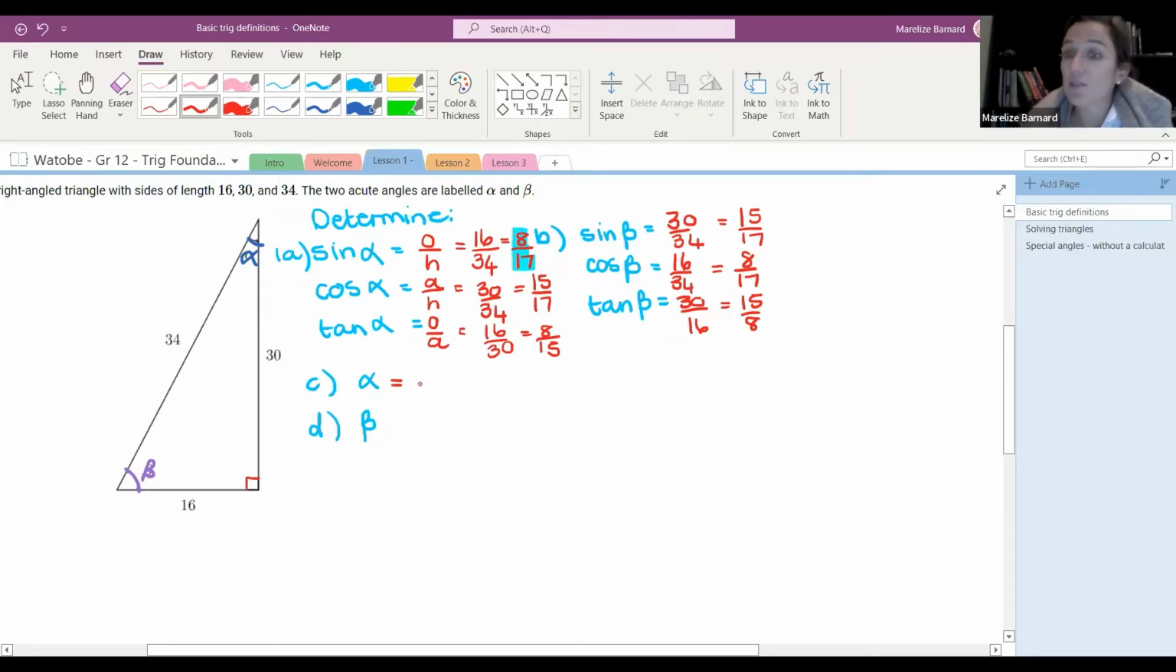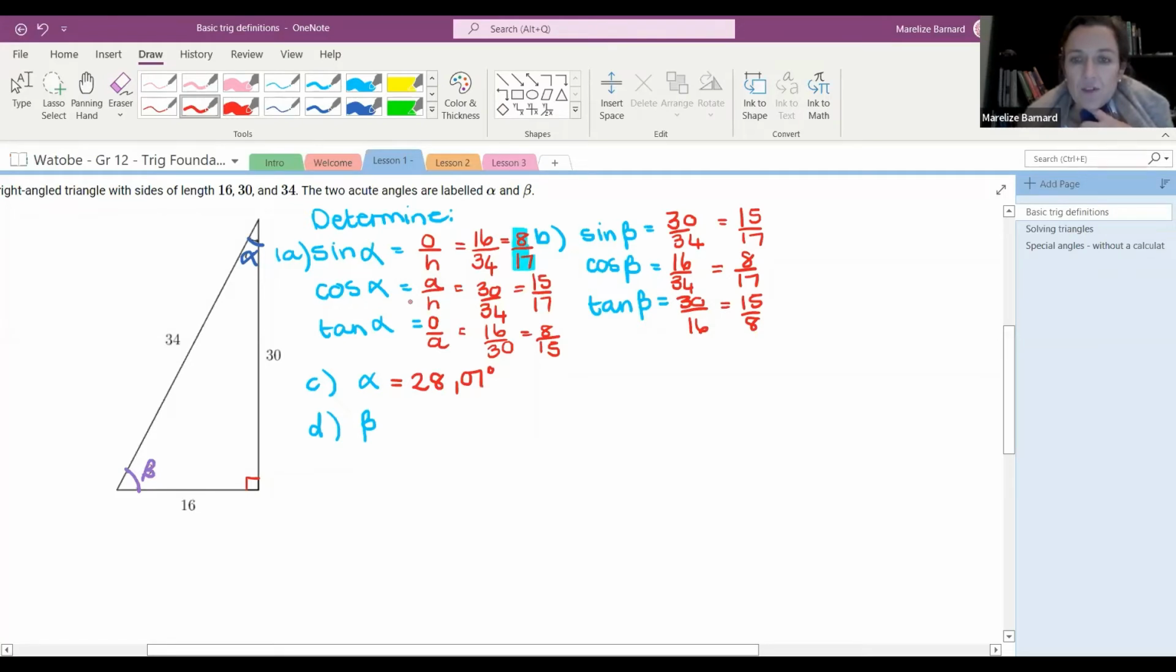Wonderful. And that you do on your calculator. Okay. To find the angle, we can use either one of these. There are 3 options for us to use to work out alpha. And Monashe used sine alpha. So I'm going to go with that. So we say on the calculator, shift sine 8 over 17. And that gives you 28.07.